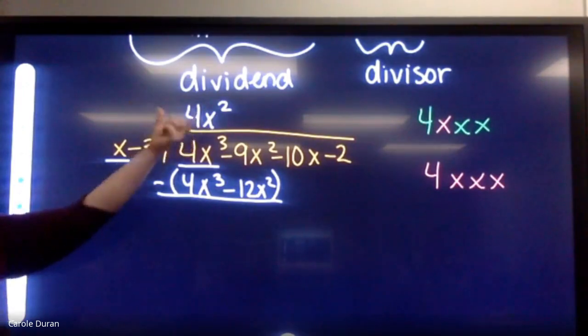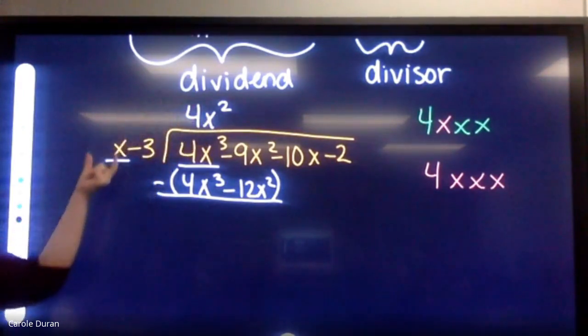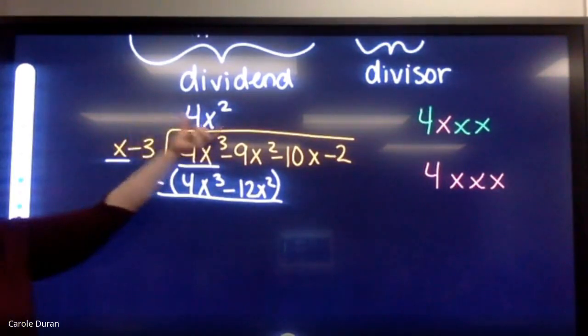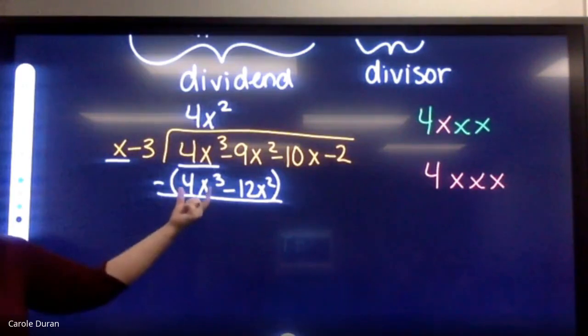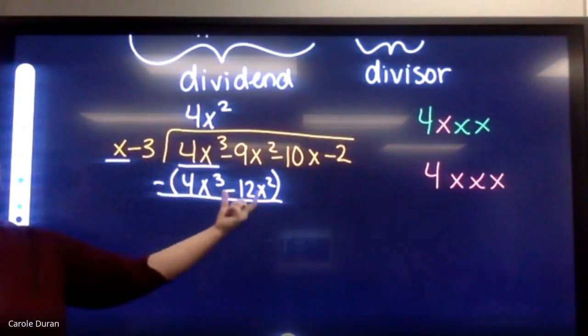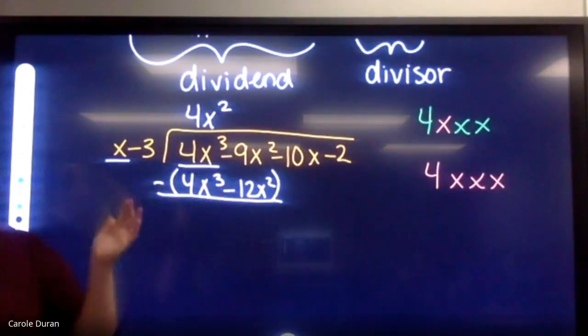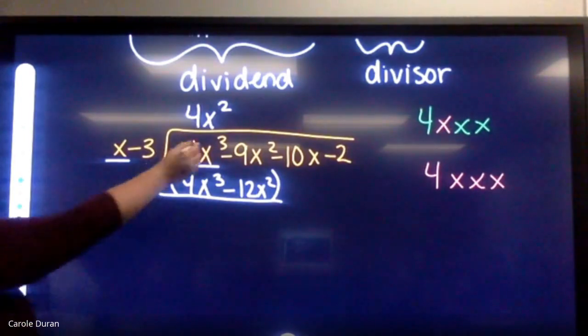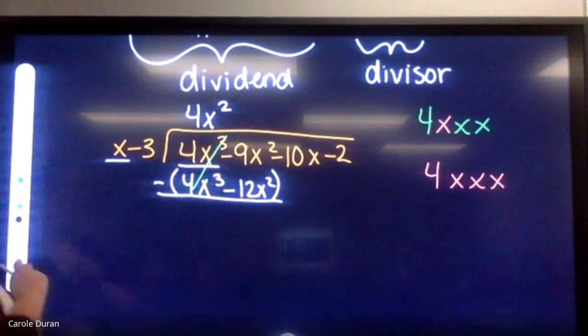So then I took 4x squared and I multiplied it into each term in my divisor. 4x squared times x is 4x cubed. 4x squared times a negative 3 is negative 12x squared. I put that in parentheses, and I'm now going to subtract it from the terms above. So 4 minus 4 zeros out every single time.